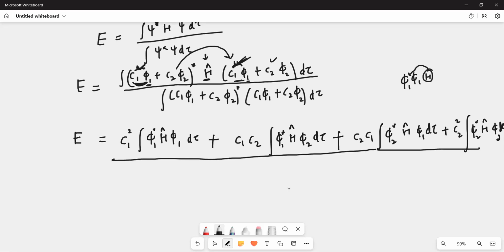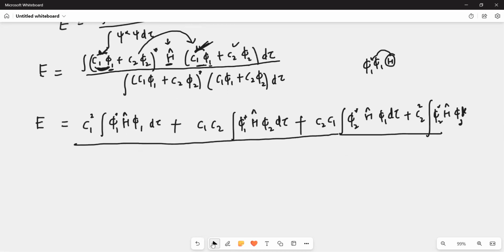Students, is this step clear? Let me know. We just have simplified the brackets. Okay.